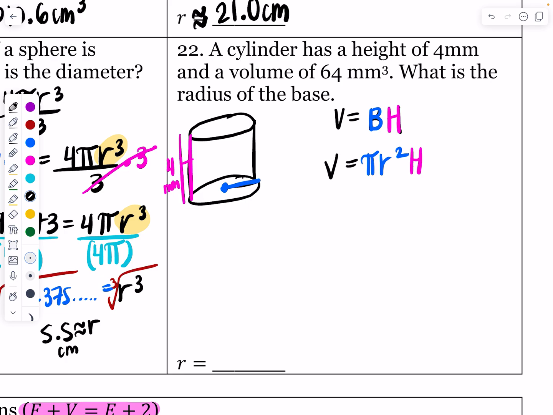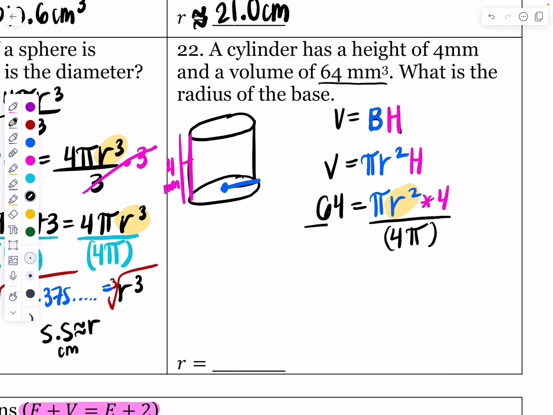Well, it gives me my volume, so I get to fill that in for v. 64 is my volume. We still have our pi. We want to know what the radius is, and leave that as r squared. But we're given our height. We're given that our height is 4. So again, we want to get r squared by itself, so we're going to get rid of everything else. What do I need to do? I need to divide by 4 pi on both sides.